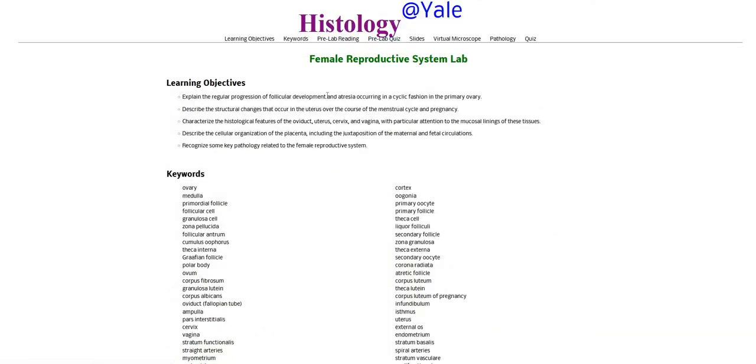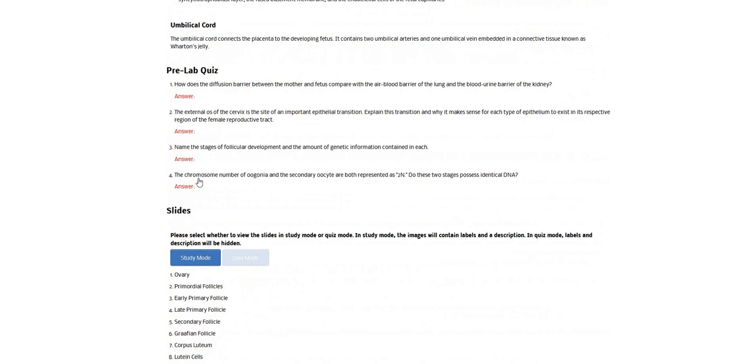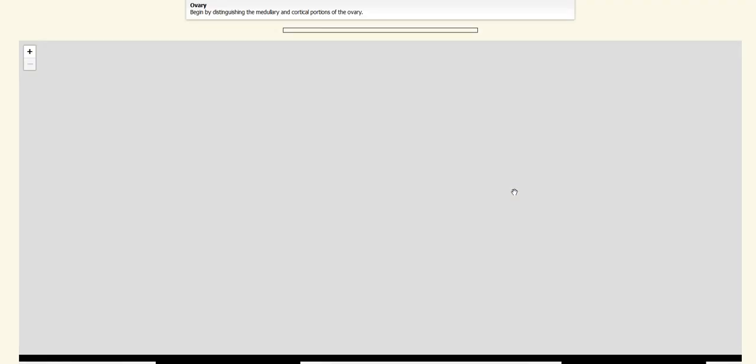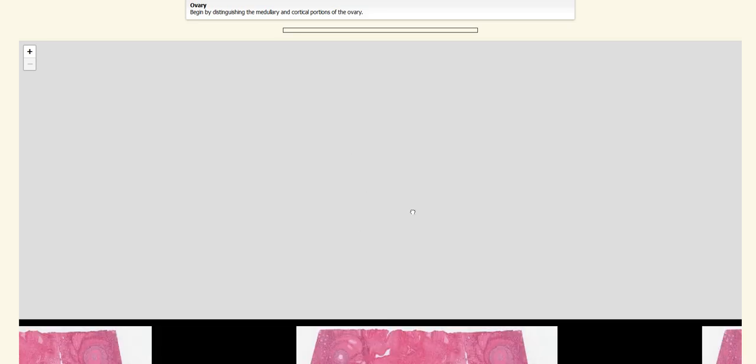If you want something more like our practice in class with the microscopes, all you need to do is navigate to a specific slide, and then you'll scroll down past the reading, past the pre-lab and the slides, and then we get these virtual microscope slides. If you click on those, it's going to take you to a virtual microscope, which you can zoom in or out with.